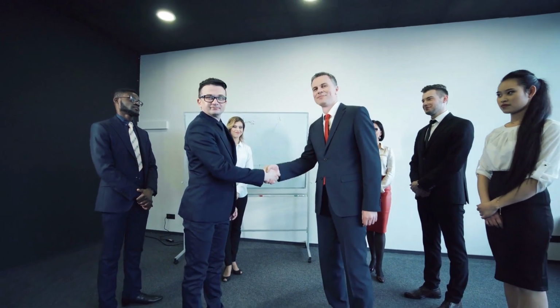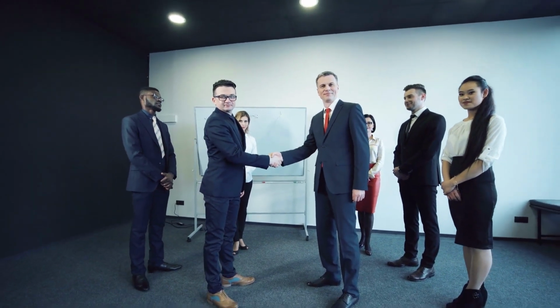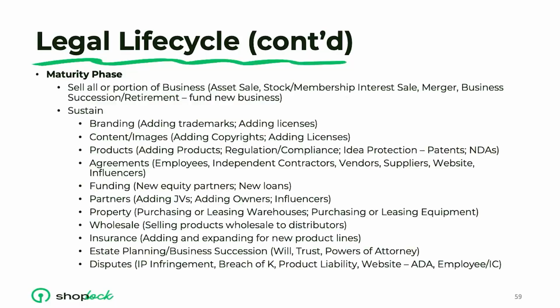You'll also want to make sure your estate plan and your business succession plan is structured to account for the sale. If you decide to sustain the business, the legal aspects will look very similar to the growth phase. Although you have your LLC, you may have even more entities at this point. You'll want to consider adding more layers of protection and restructuring. You may consider adding a trust or separate LLCs to hold title to each asset. On the branding side, you'll add more trademarks and may license some of your branding to third parties.